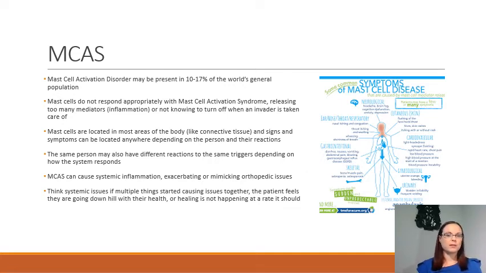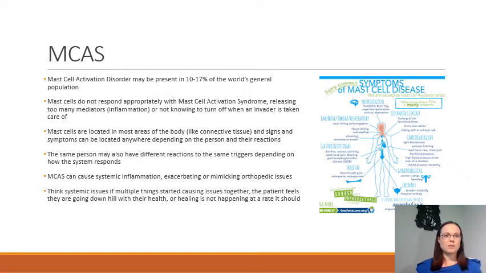So MCAS itself can be present in anywhere from 10 to 17% of the world's general population. Obviously, it's much more prevalent when we have an underlying connective tissue disorder. The mast cells with this disorder, they just don't respond appropriately. They release too many mediators, or they don't know when to turn off when an invader is already taken care of. They're not very good at communication. Mast cells are also located in most areas of the body. Like connective tissue disorder, so it can get confusing.